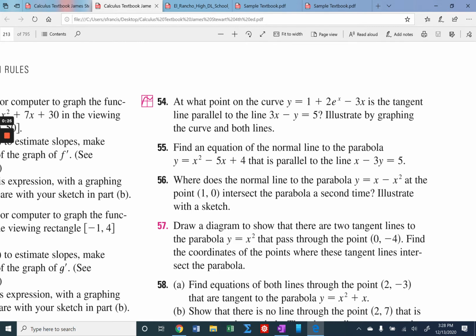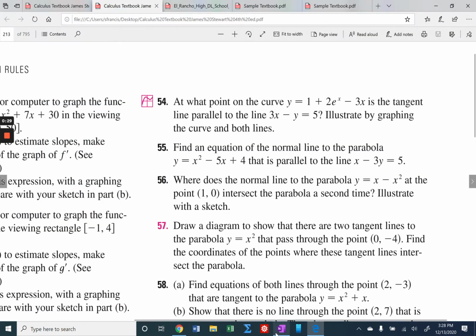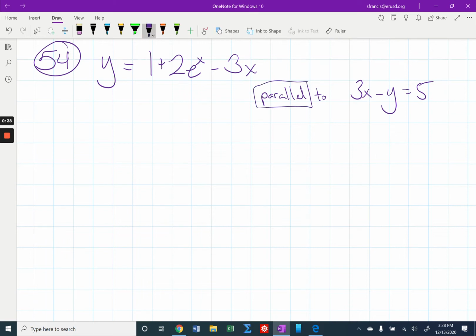Notice the question is saying at what point. So our answer to this question is a point, and so we have to write x and y coordinates for that point to answer the question completely. You have to remember from a previous class what it means for lines to be parallel to each other. When lines are parallel, they have the same slope.